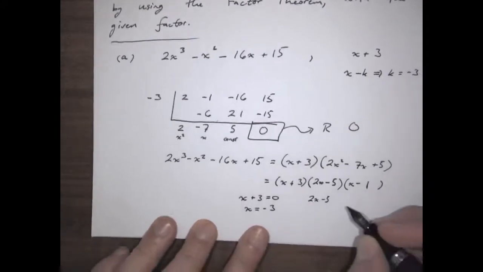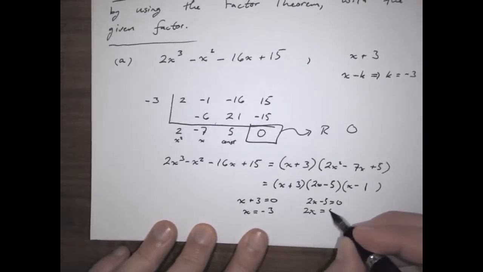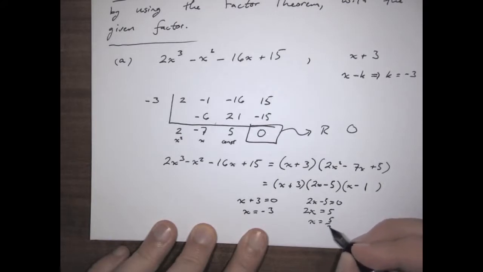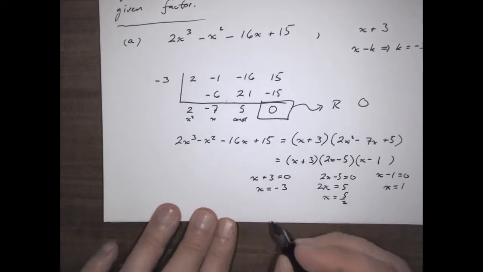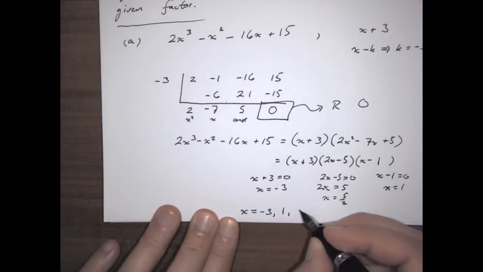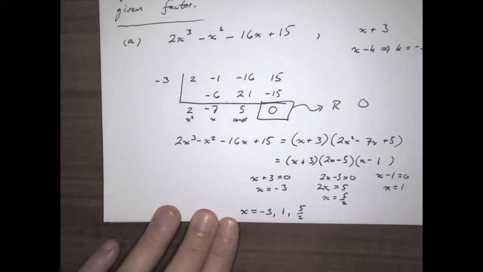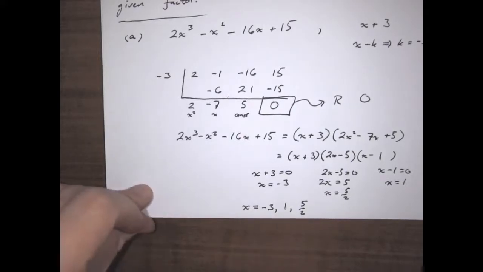2x minus 5 equals 0, which means that 2x equals 5, which means x equals 5 halves. And then x minus 1 equals 0, which means x equals 1. So that gives us our real zeros of x equals negative 3, 1, and 5 halves, just listing them in order from least to greatest. There's no reason why you have to put them in any particular order instead of another, but just to have some order, we'll go least to greatest. So there's that.